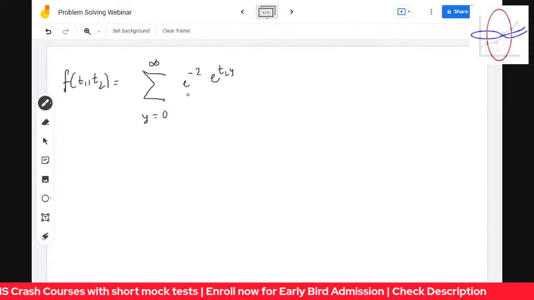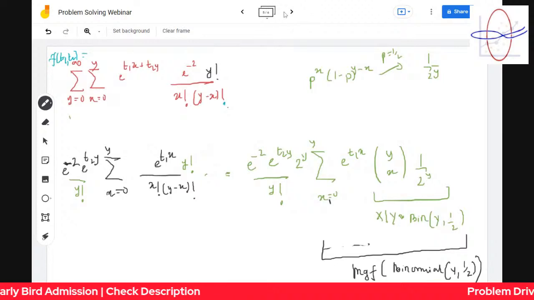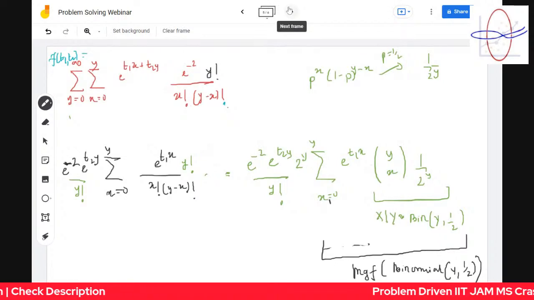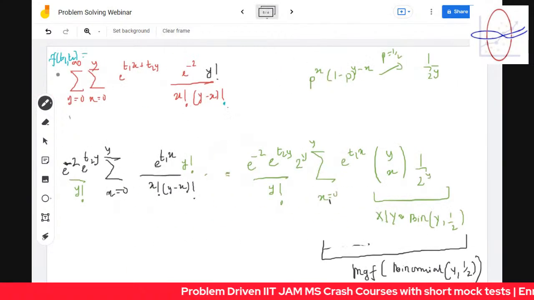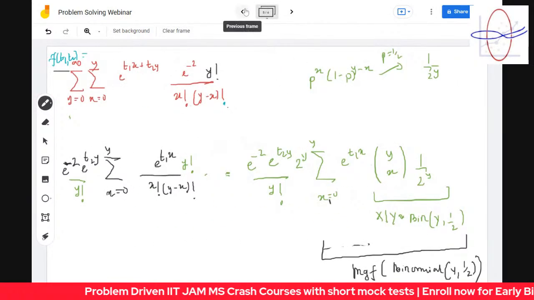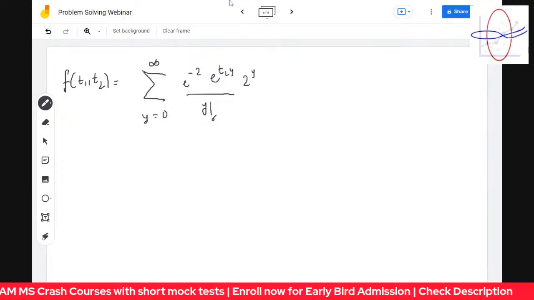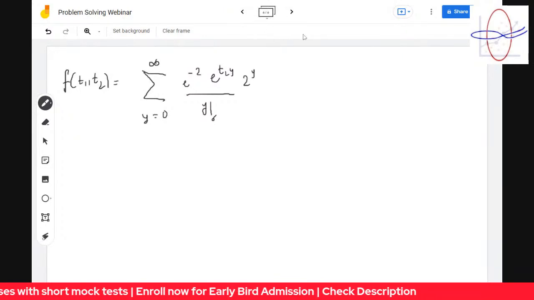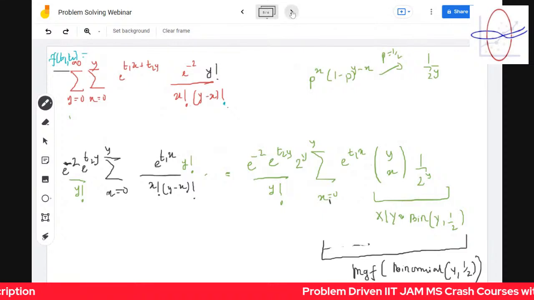Okay, function of t1 remains MGF of (t1, t2). Means we are writing f(t1, t2), the joint MGF, not the joint PDF. I defined this as MGF, I'm sorry for the notational error. So into this we have got 1 into MGF of binomial (y, half). It's a very good observation.